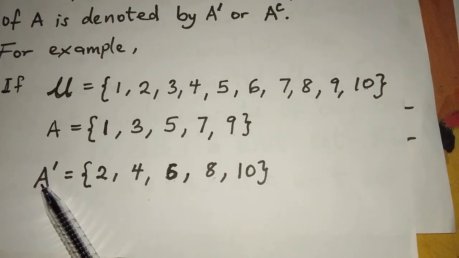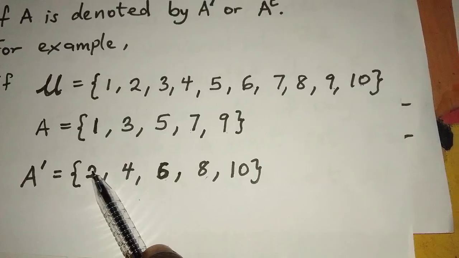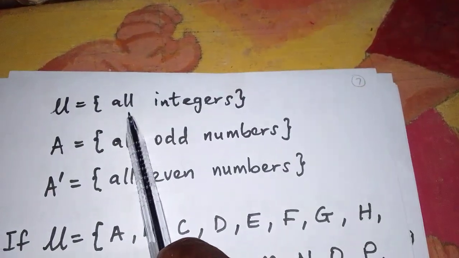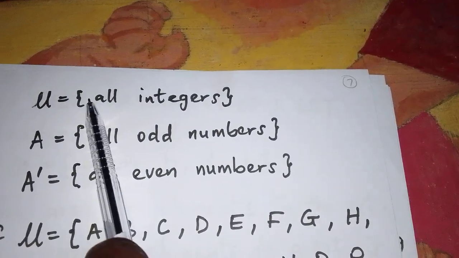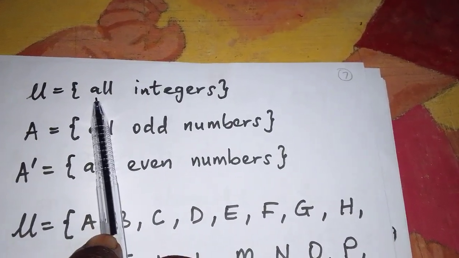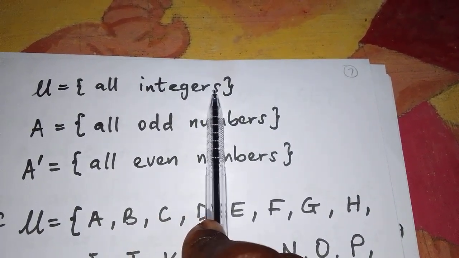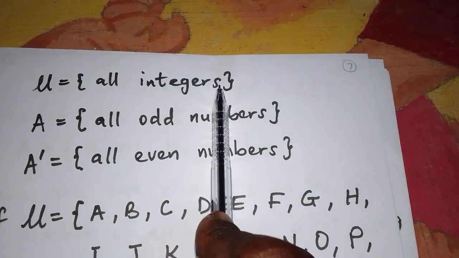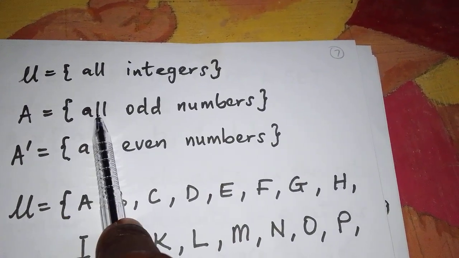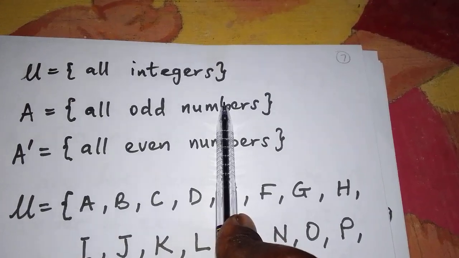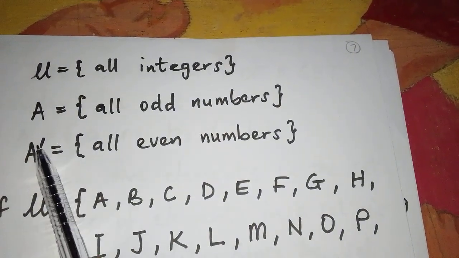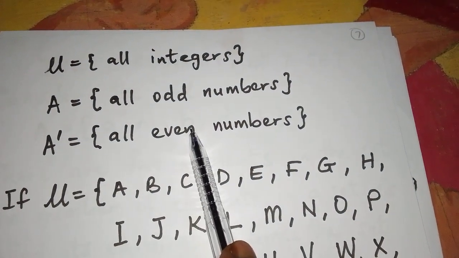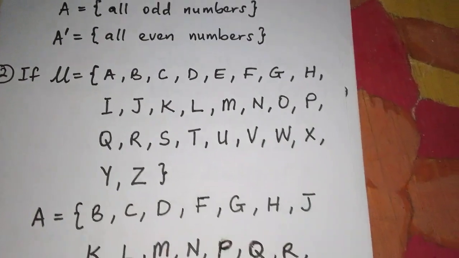You now realize the complement of set A are what? The even numbers from 1 to 10. So if you want to write it in verse, you can say that if in the universal set you have all integers, that is all whole numbers, and in set A you have all odd numbers, then the complement of set A will be what? All even numbers.